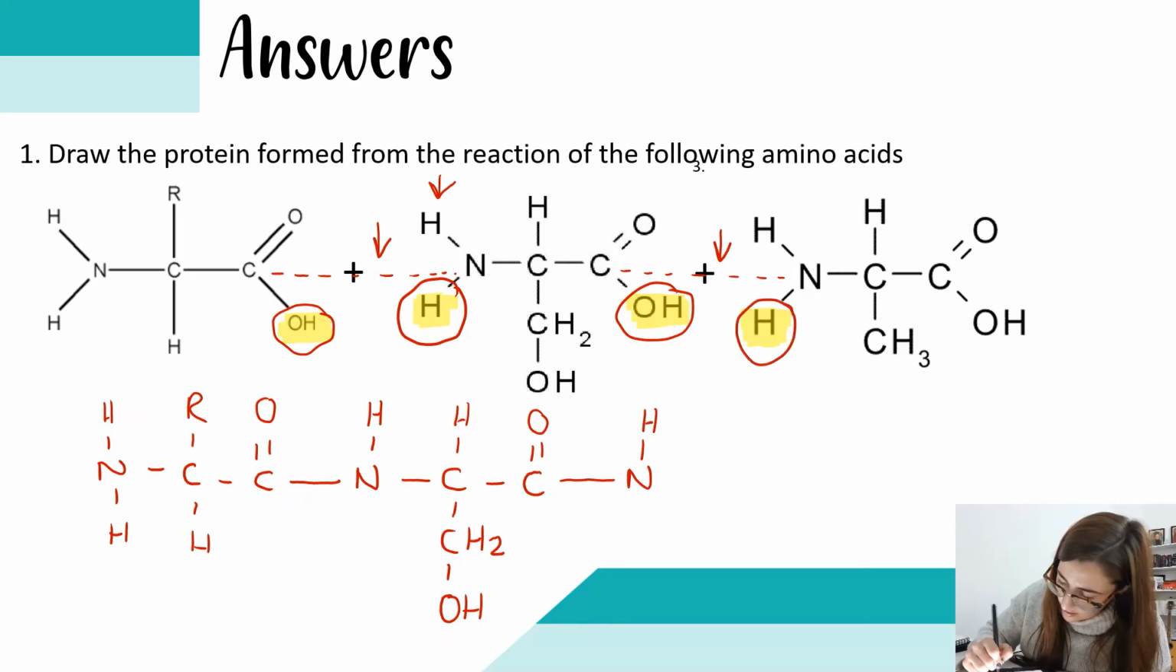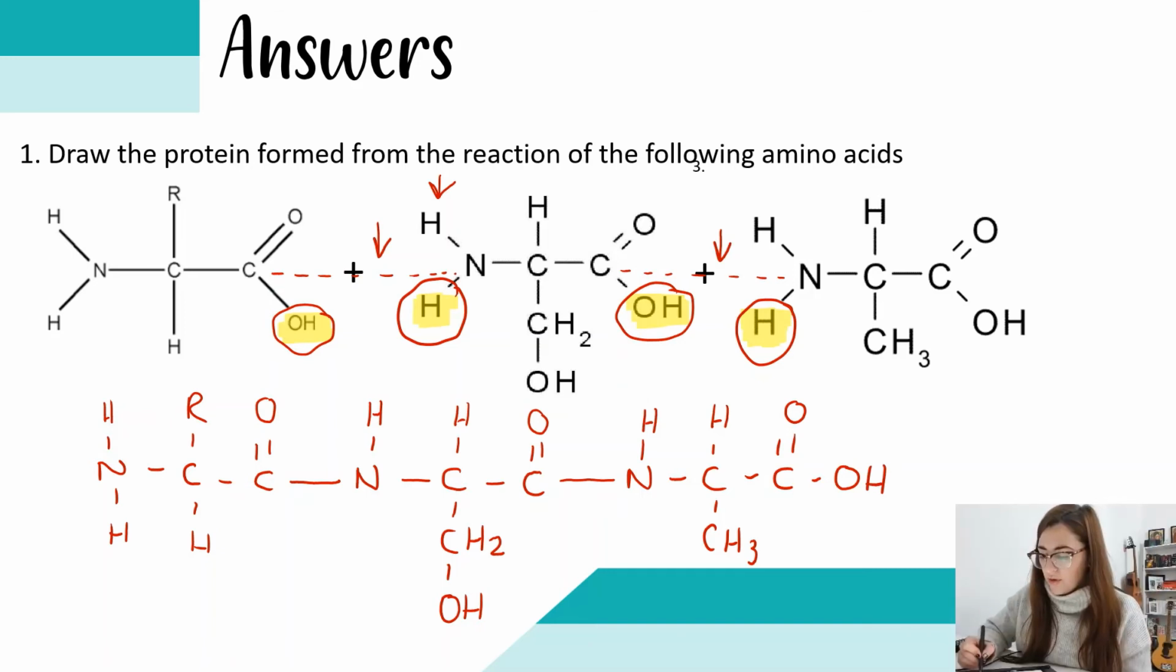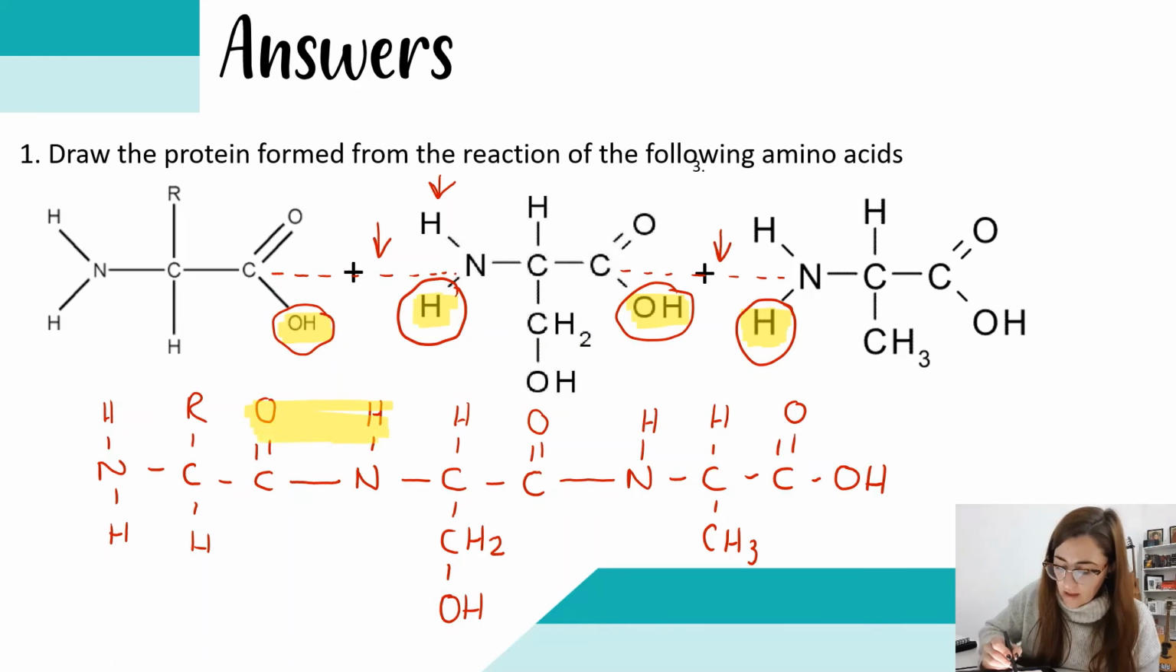NH, I've lost this H, I'm not drawing that in. Carbon, CH3, C double bond O, OH. So that is my new protein molecule. And I can see that my protein molecule is made up of 3 amino acids, so technically this is a tripeptide. And my peptide links are here, C double bond O NH, C double bond O NH. 2 new peptide links in my protein.